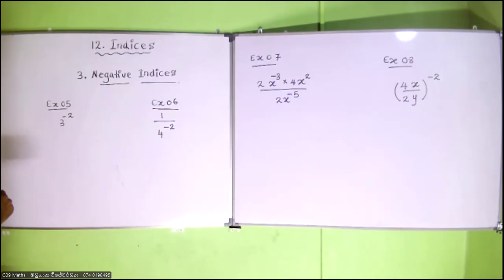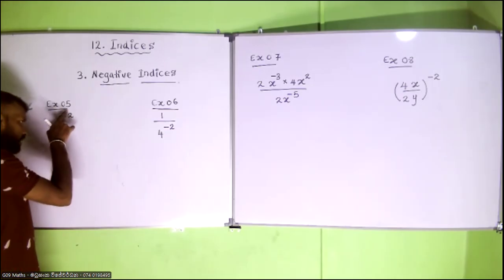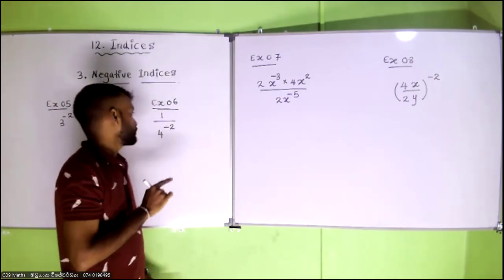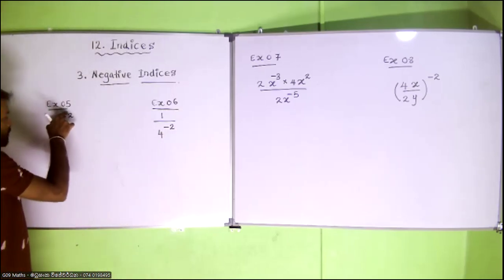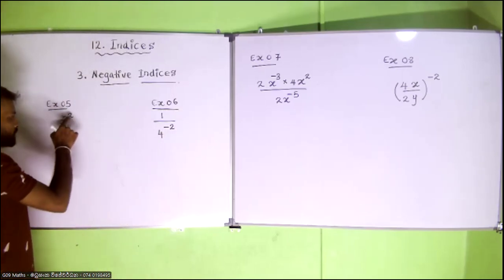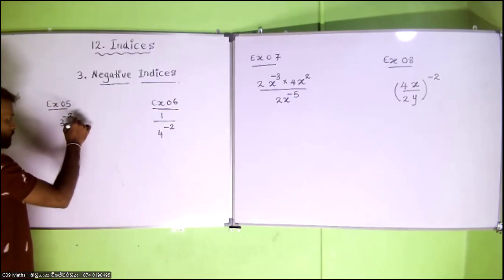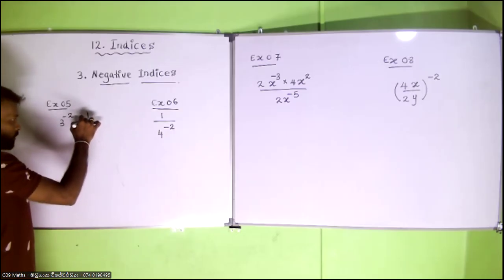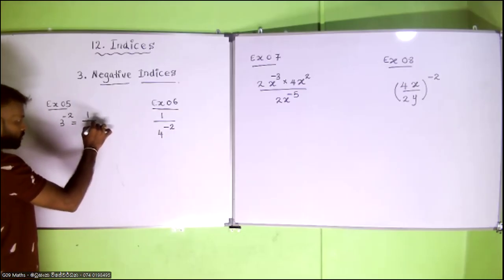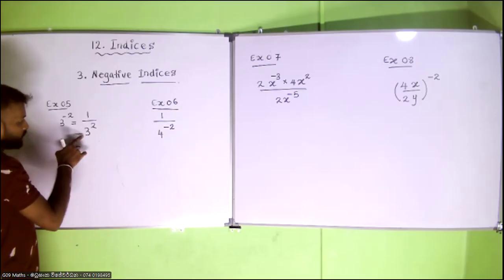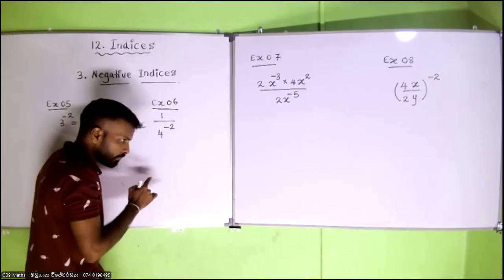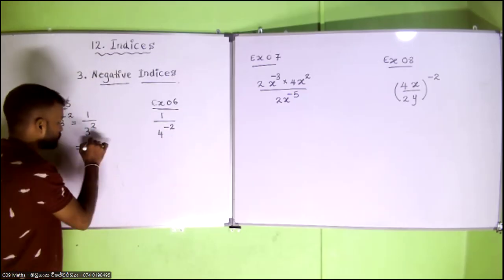Right. So they are asking you to evaluate. Evaluate. So 3 to the power minus 2. First of all, this minus 2 power should be positive, right? So I would take the reciprocal of this. 1 upon 3 to the power positive 2. Then I can evaluate. You know the value of 3 to the power 2. 3 to the power 2 means 3 multiplied by 3. Right? That means 1 upon 9.